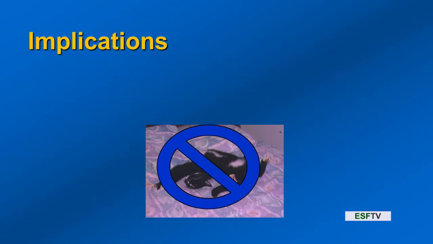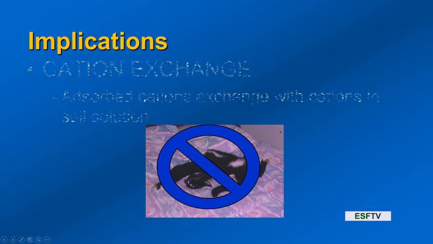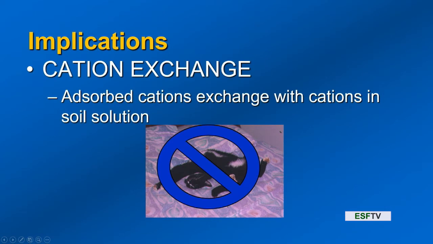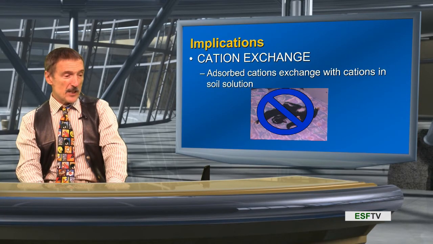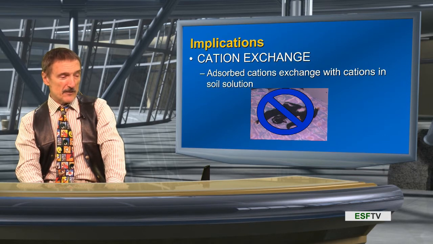So what are the implications? So here, this was actually years ago, and this guy was a kitten. He's since grown old and passed away. But this would be a cat, right? But the implications are cation exchange, and not Bagheera, not that cat. But cation exchange. Cations, positively charged ions. And these are adsorbed, AD, adsorbed. They exchange with cations in soil solution. So they exchange. And this is an implication of having the surface area. It's a pretty important implication.